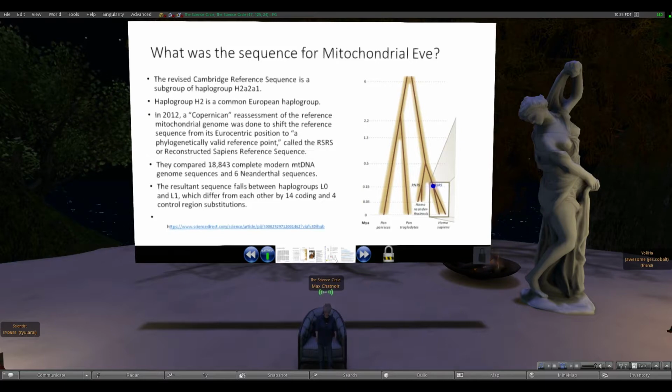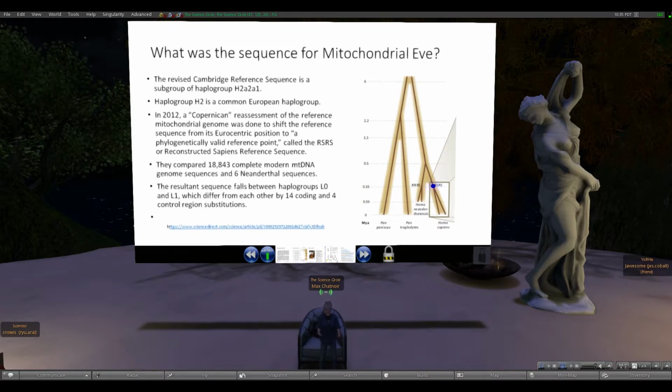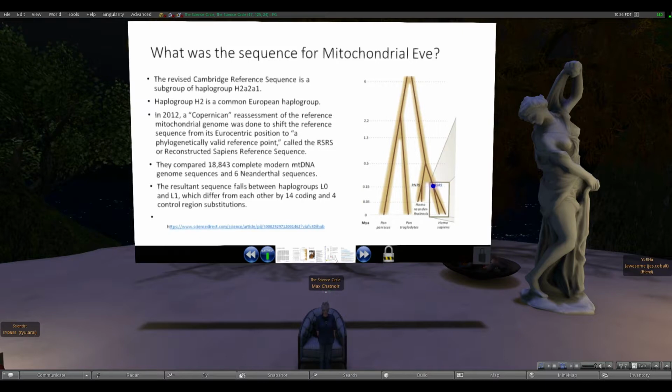So the Cambridge reference sequence had become the reference sequence because it was the first mitochondrial genome sequence to be published. But by 2012, there were a lot of mitochondrial sequences, over 18,000 of them, available in the databases in addition to those 6 Neanderthals. Now, it's interesting, or maybe not too surprising, that the reconstructed sapiens reference sequence, or the RSRS, falls very close to where the originally reported ancestral root was, between haplogroups L0 and L1. It is African, but it differs from both of them.